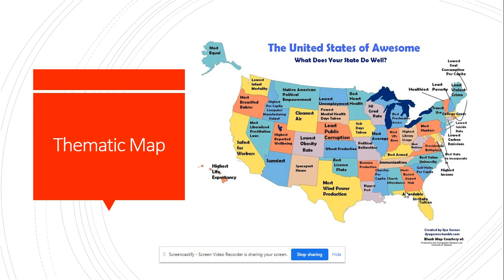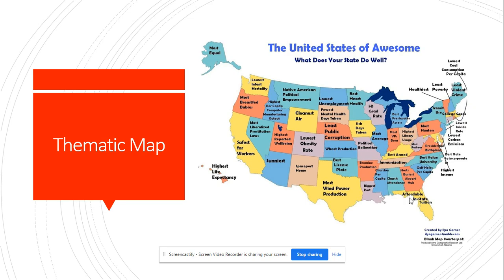The last type of map that we're looking at is a thematic map. Now, there are many, many maps out there, but most of the different maps that you see that have titles of climate or population are going to fall under thematic maps because they have a theme to them. So this map of the United States is the United States of Awesome, and it is what does your state do well? So this is a themed map of the United States and what each state does well.